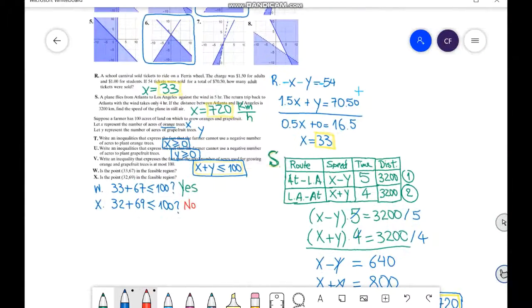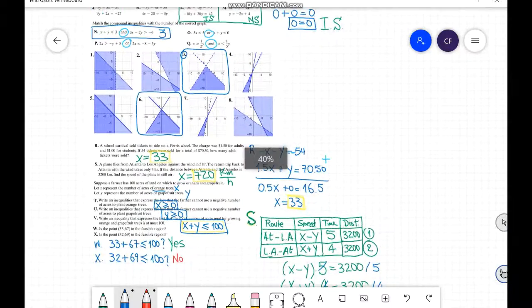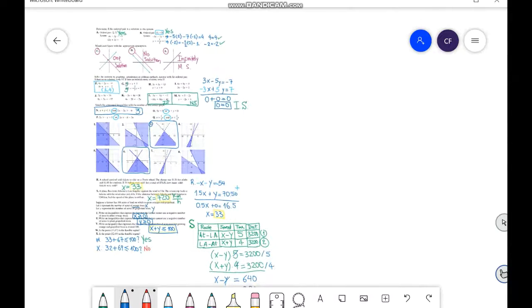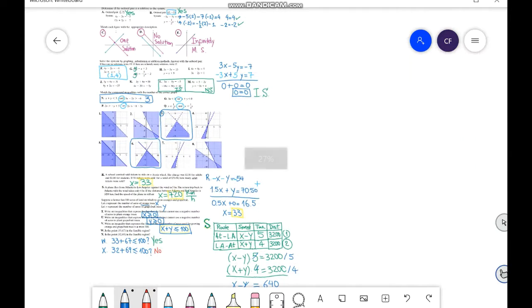Let's check everything that we have done so far. We worked on all the questions, yes. We are good. This is the result of our work. Letter V is this one: X plus Y less than or equal to 100. You asked about F2.